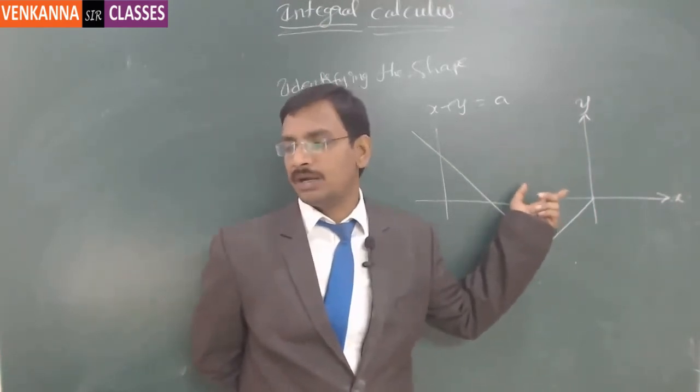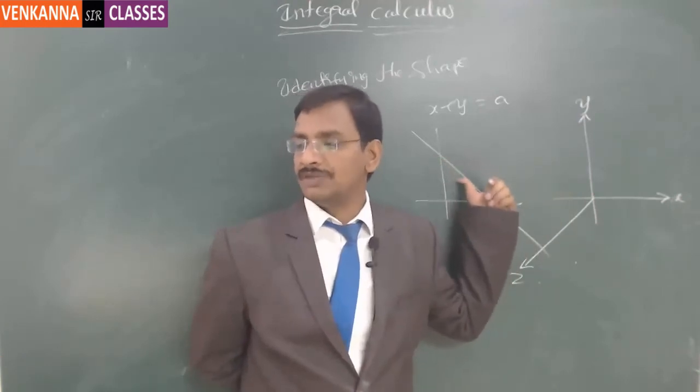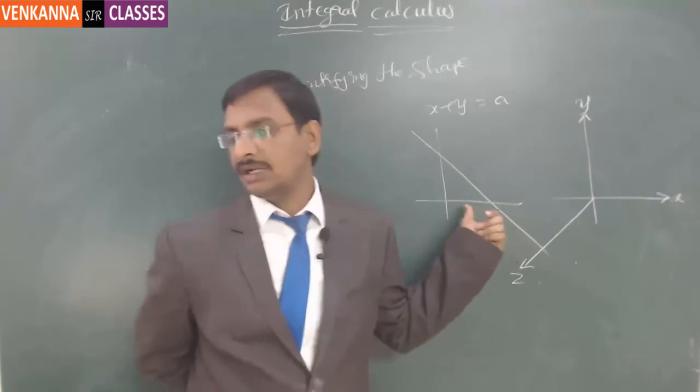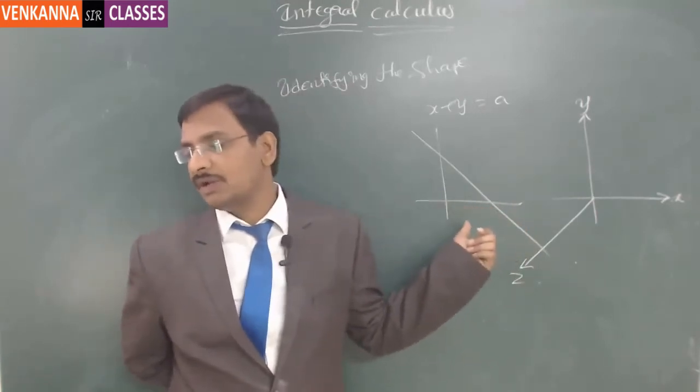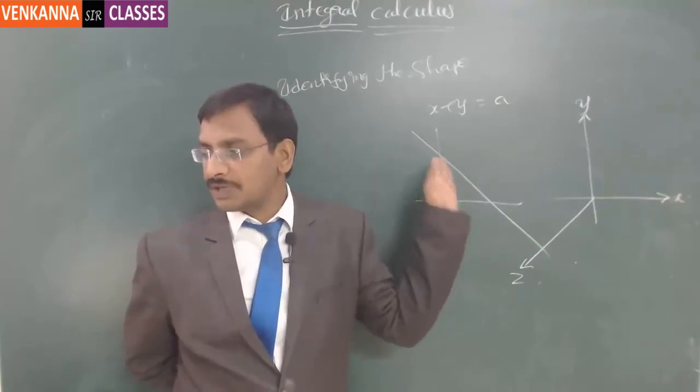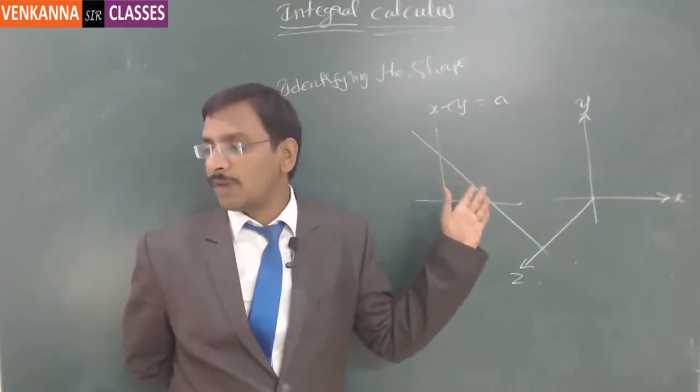If it is independent of z, then at any value of z, at z is equal to 0 it will be a straight line, at z is equal to 1 it is a straight line, at z is equal to 2 it will be a straight line. Whatever the value of z, it will always be a straight line. All such straight lines, if you join together, will form a plane like this.